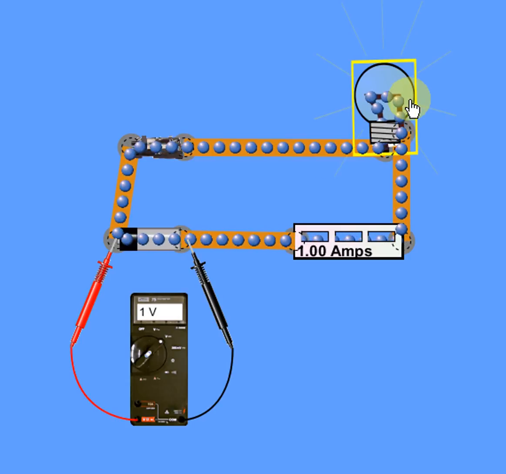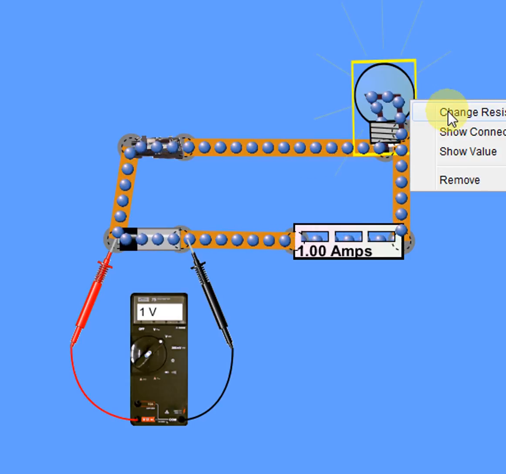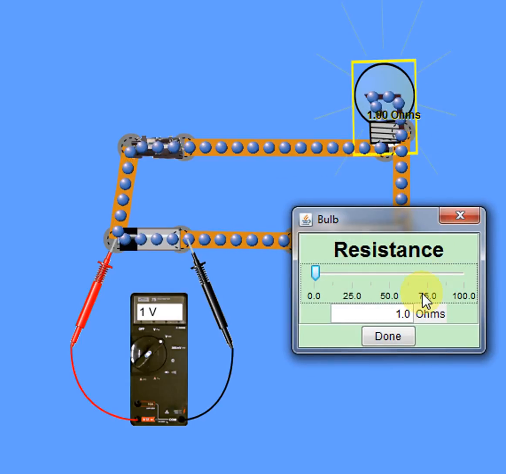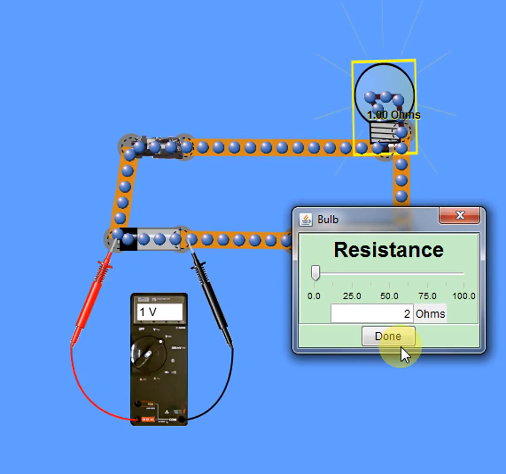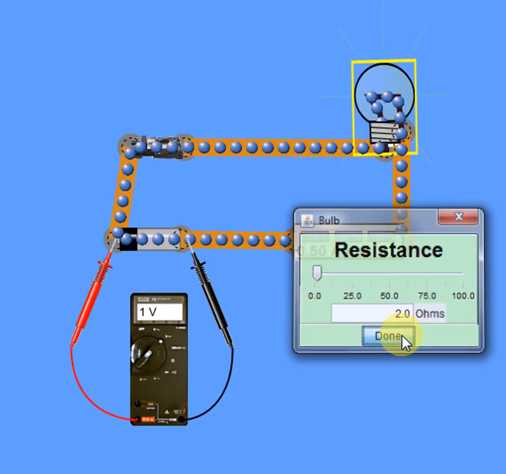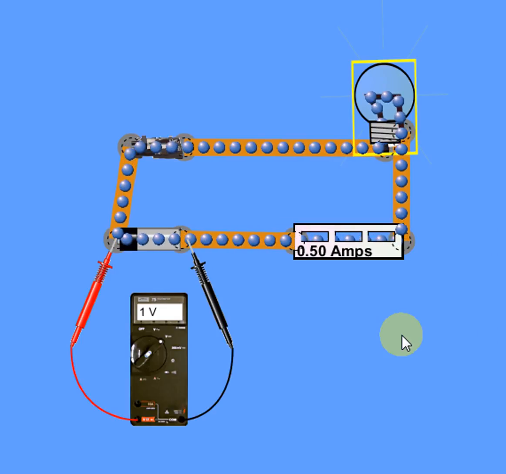If we increase the resistance of the light bulb, okay, so we take the light bulb and we double the resistance, what is going to happen to the amperage? If you said it was going to cut it in half, you are correct. Okay, the amperage became half because the resistance doubled.